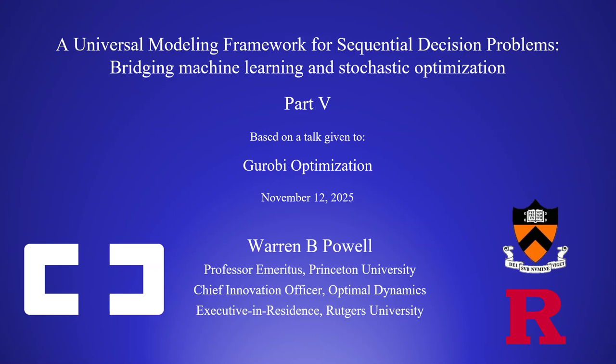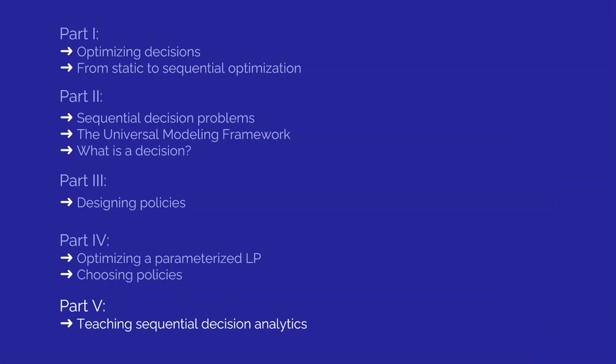Welcome back to A Universal Modeling Framework for Sequential Decision Problems, Bridging Machine Learning and Stochastic Optimization, part 5. This is where I'm going to talk to you about teaching sequential decision analytics.